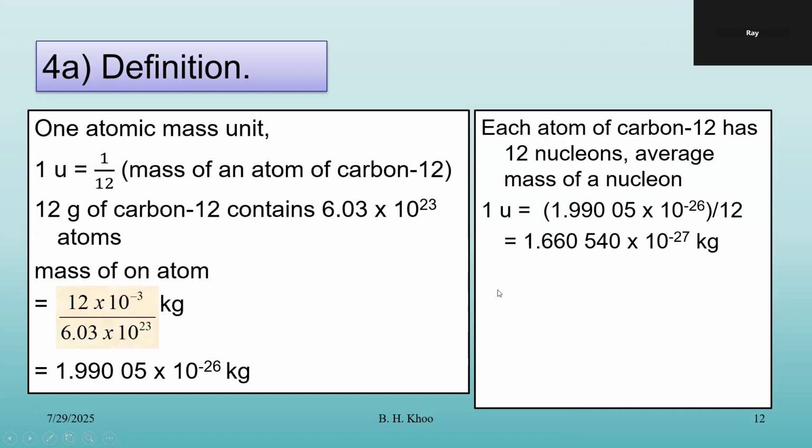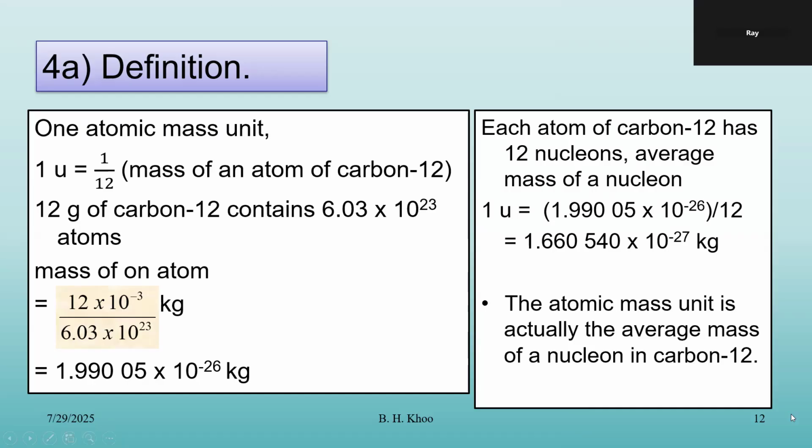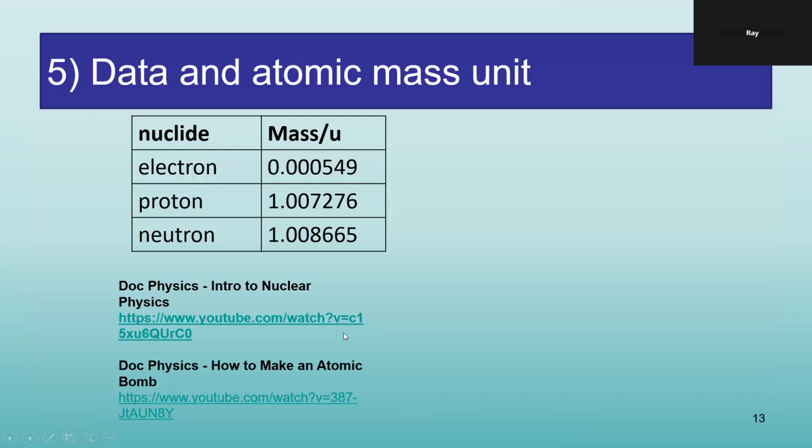Okay, at any time we cut off, you can try the worksheet while you wait for 50 minutes. Just a repetition: the atomic mass unit is actually the average mass of a nucleon in carbon-12. It's convenient rather than every time writing 10 to the power minus 31.